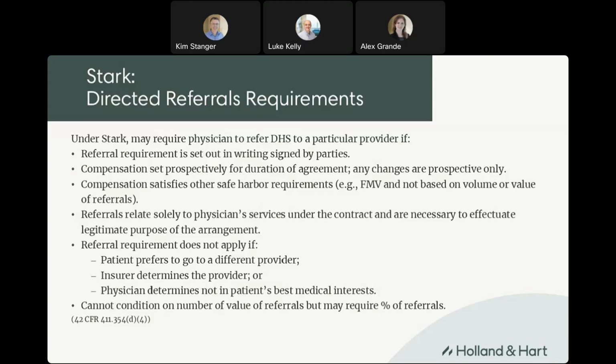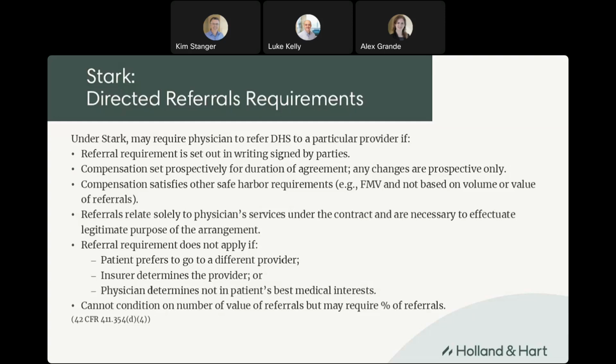And that referral requirement cannot apply if, you have to have an exception that would apply if the patient prefers to go to a different provider, or the insurer determines the provider, or the physician determines it's not in the patient's best interest to send them to this. So if you're a healthcare employer, and you provide a lot of ancillary services or provide other specialty services, you may want to look at your contracts and see if you want to include this directed referral requirement in there to keep those services in network. And at least under Stark, you should be okay.